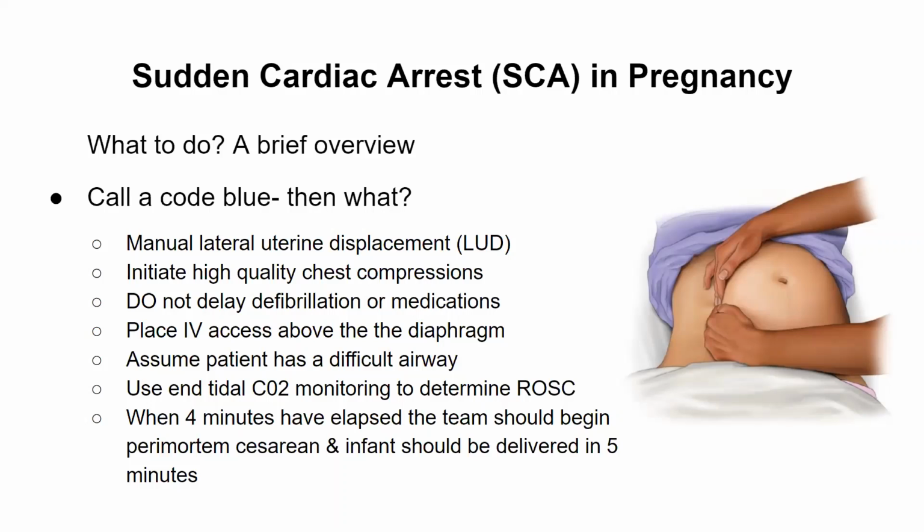And then this is the 4-5 rule. When 4 minutes have elapsed, the team should begin the perimortem C-section, and an infant should be delivered within 5 minutes. There are staggering statistics that show if a baby is delivered after 5 minutes, the survivability of both the mom and the fetus significantly deteriorates. So within 4 minutes of mom being in cardiac arrest, you need to start your section and then have that baby out in 5 minutes.